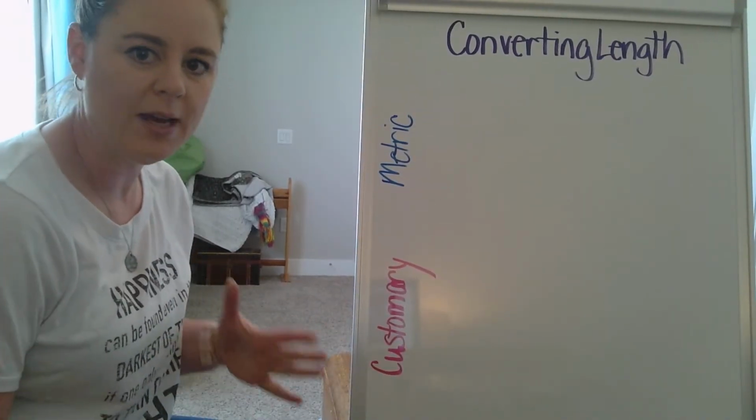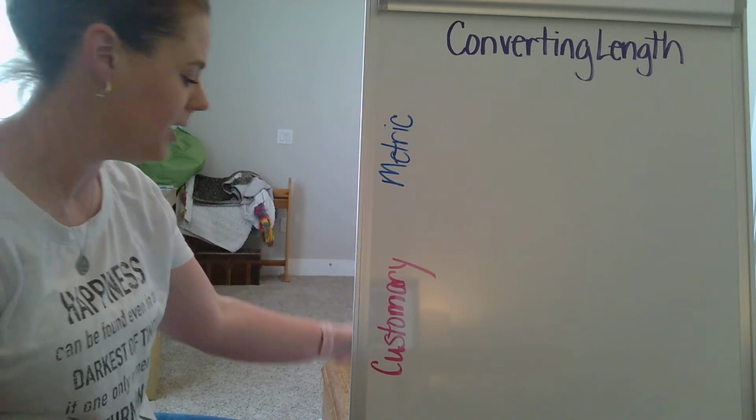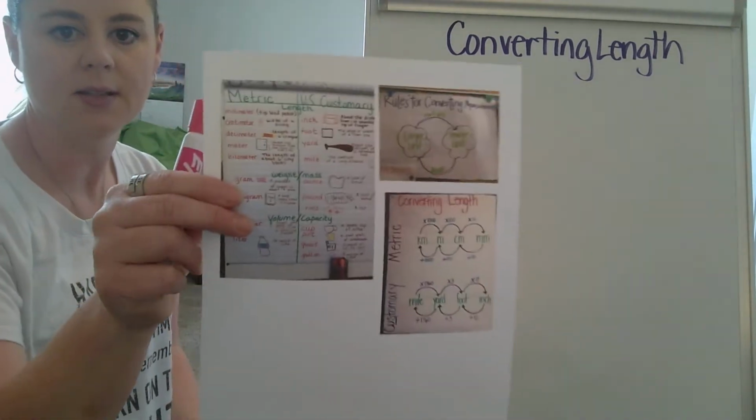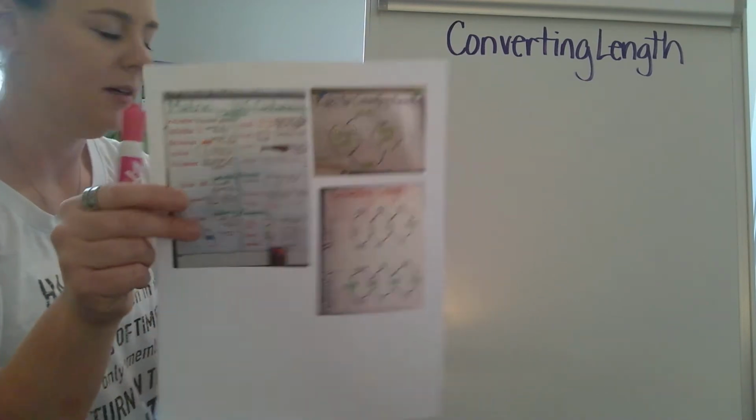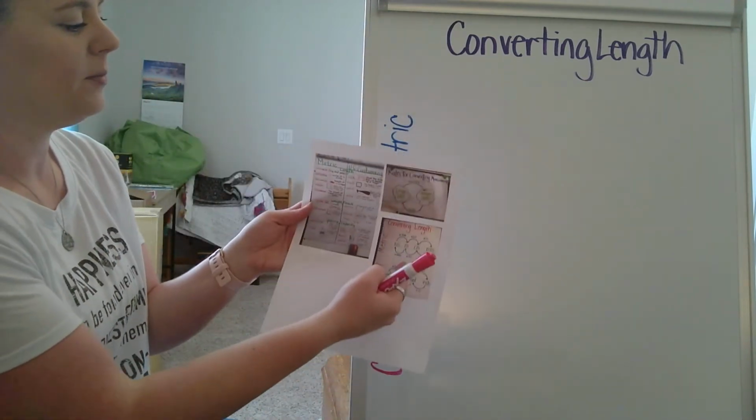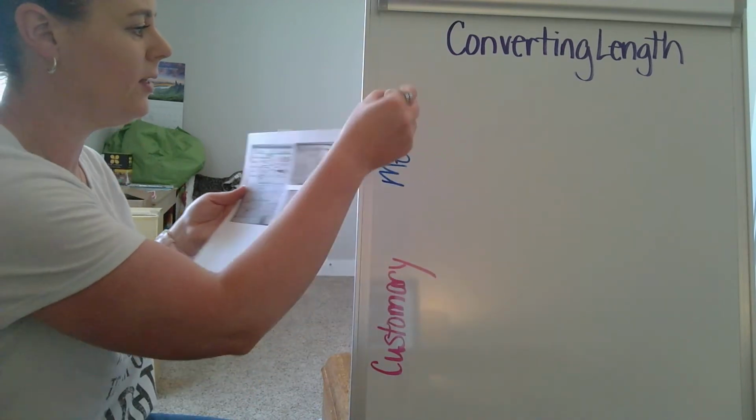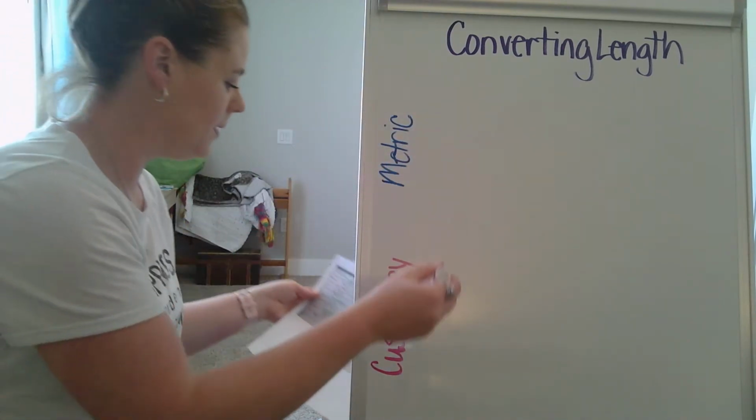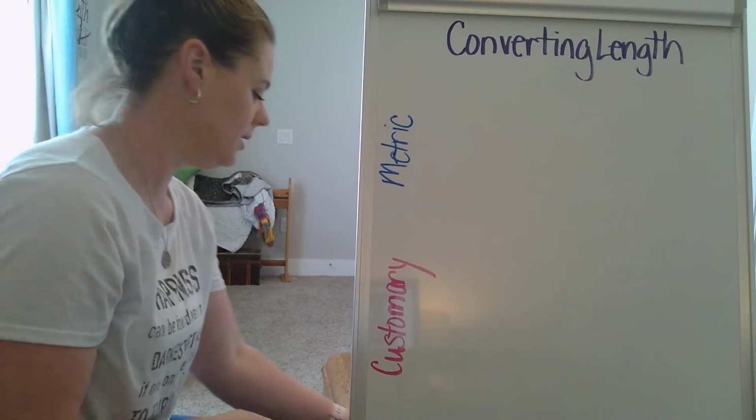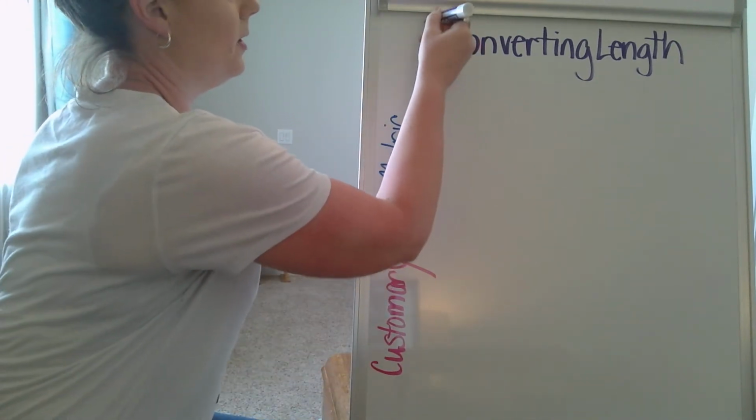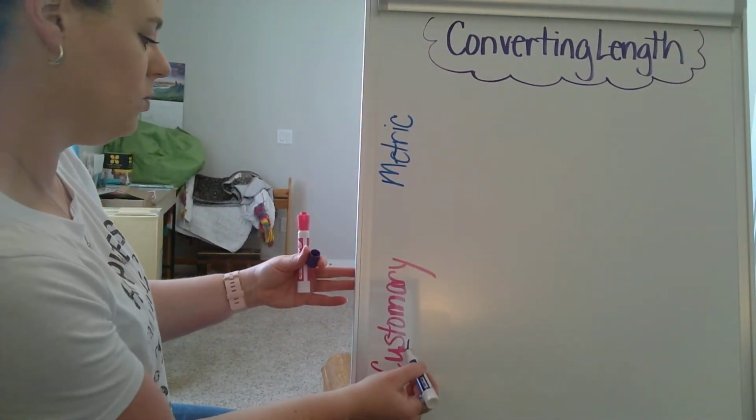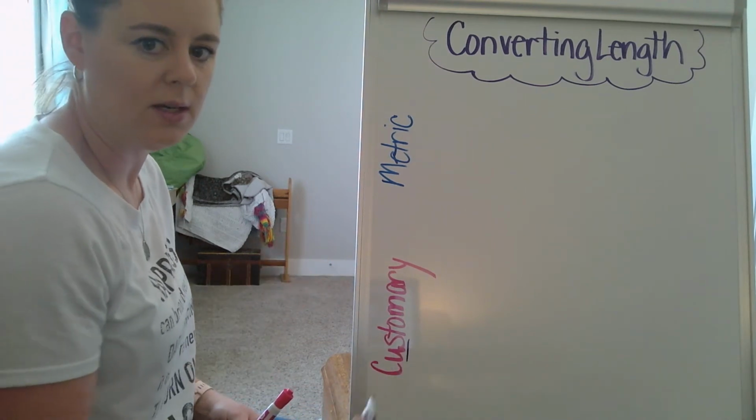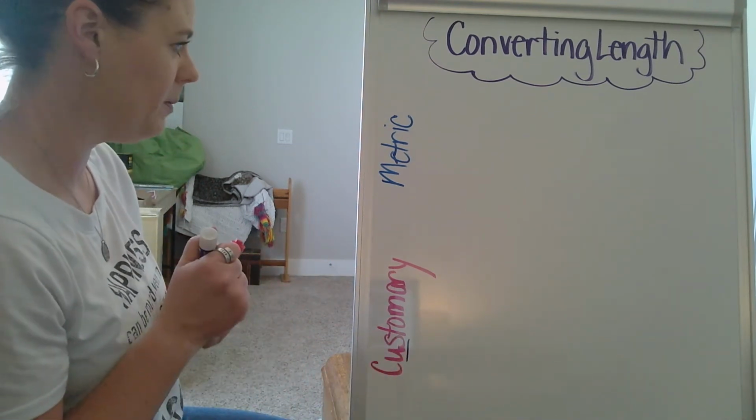Okay, so now we have converting length. Again, that's on this handout that you have. It should be the second page in your packet. We are going to take a look at the bottom right one where it says converting length. We're going to talk about converting length in metric and in customary as well. Customary is used in the US, so you could underline the US in customary to help you remember that.